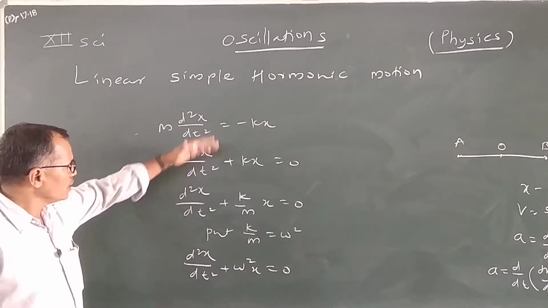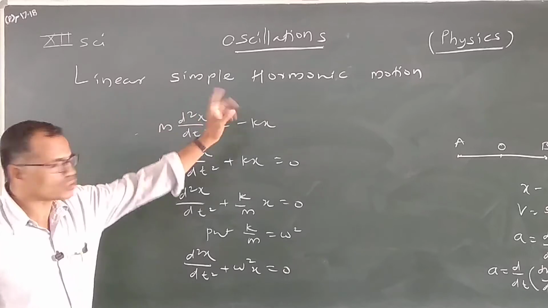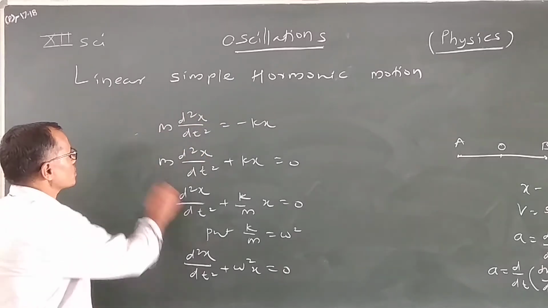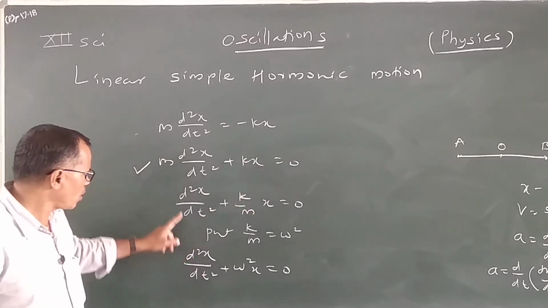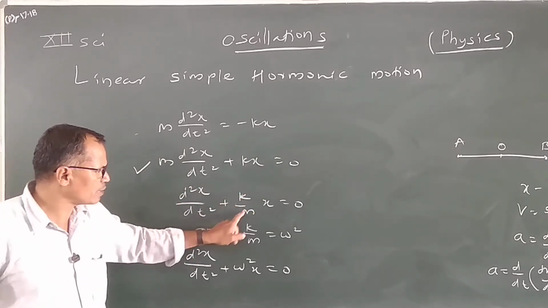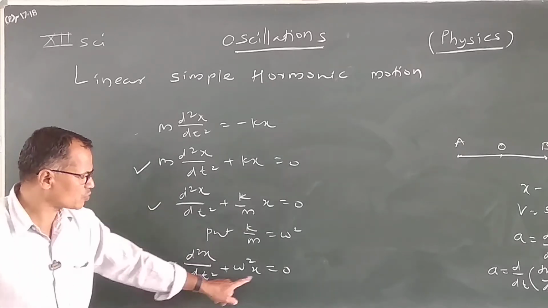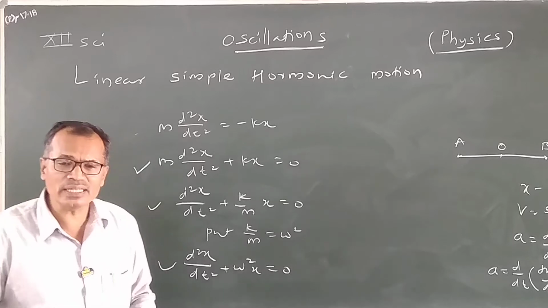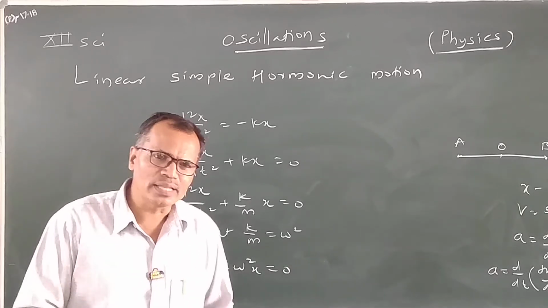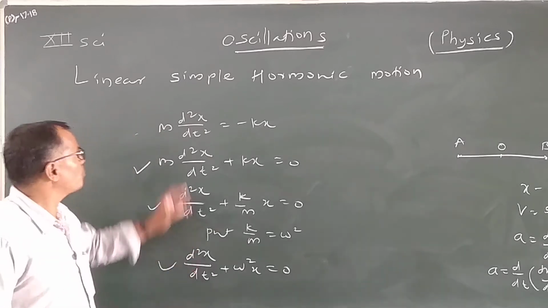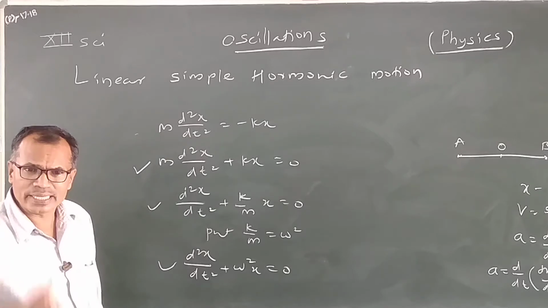Now these are the different forms of the equations of linear simple harmonic motion. That is, m d square x upon dt square plus kx equal to 0, or d square x upon dt square plus k by m x equal to 0, or d square x upon dt square plus omega square x equal to 0. These are the three equations. No doubt, these equations are the same. They are called the equations of linear simple harmonic motion. These are the second order differential equations.